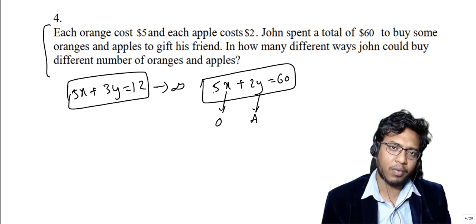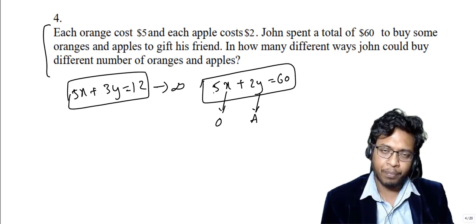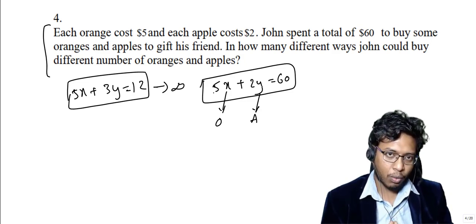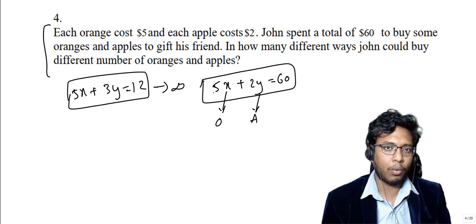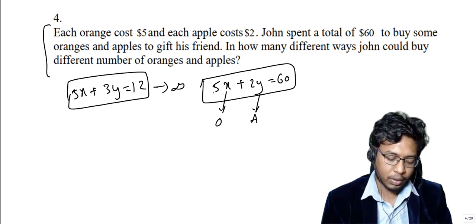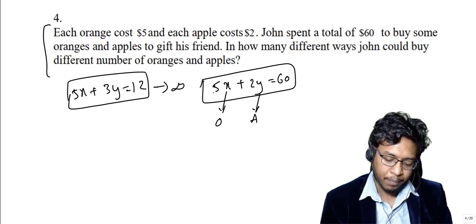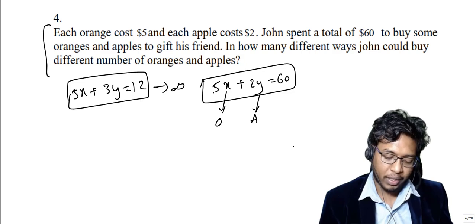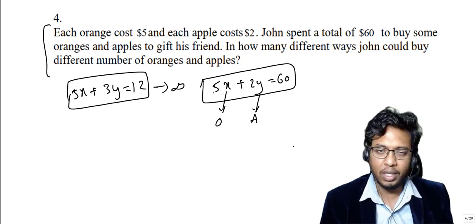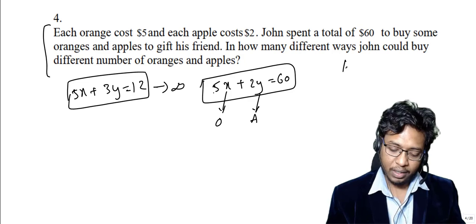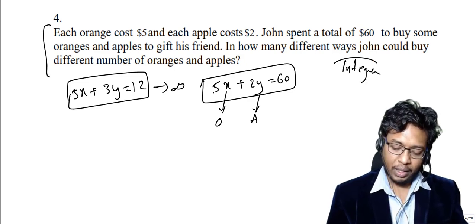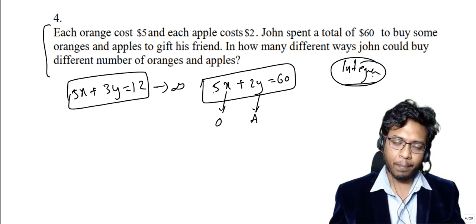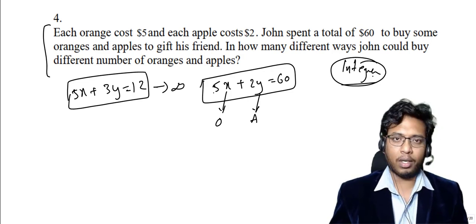When you are given two equations, then you can happily solve x and y. But when you are given only one equation, there will be infinite number of solutions, right? Now I told you there should be an end condition to get only a finite number of solutions. So what is the end condition here? The end condition is, in how many different ways John could buy different numbers of oranges and apples. The end condition here is integer ways. Did he mention this word integer in the question? Nowhere is it mentioned, right? Then what is this integral value?